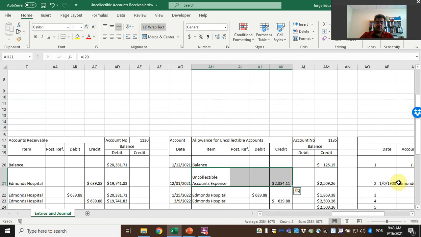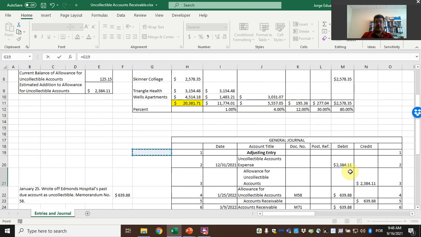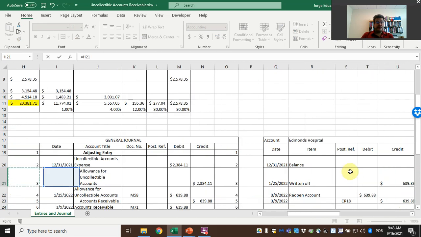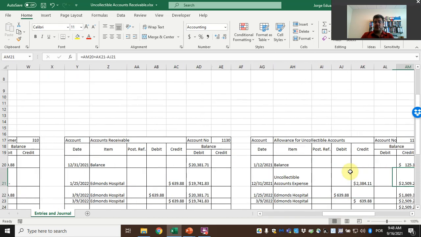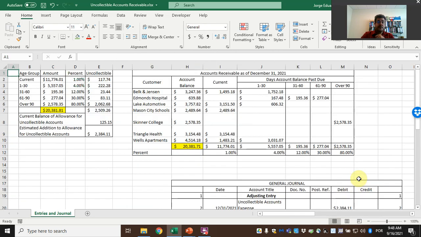So what do we have here? Beginning balance 125, December 31st. Our uncollectible accounts expense, we credit it, our credit 2,384, and our ending balance 2,509 must match with our ending balance here, 2,509.